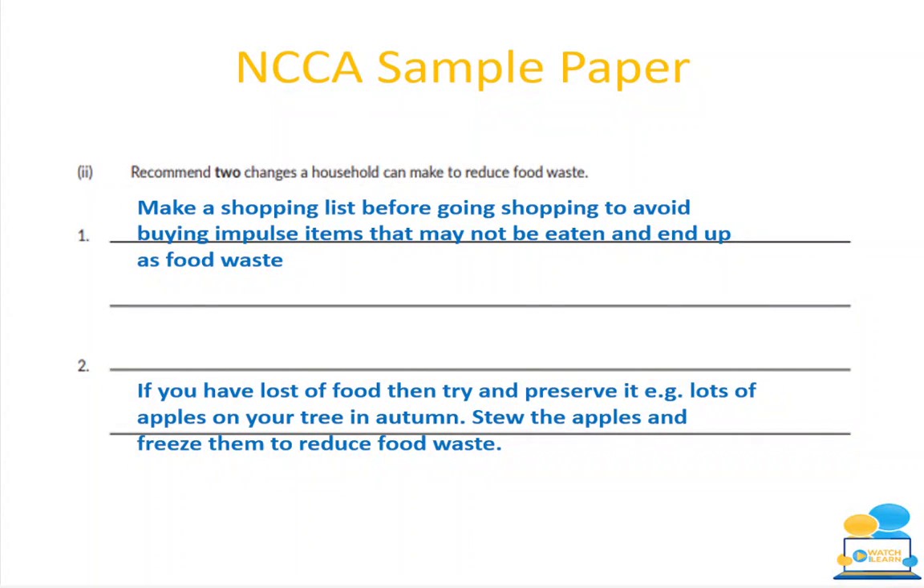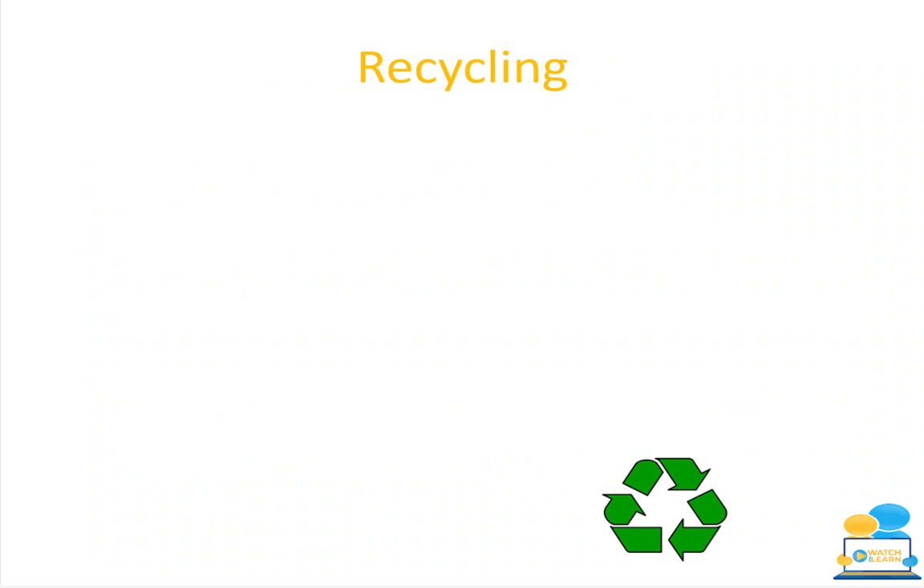Here is another NCCA sample paper. So it says to recommend 2 changes a household can make to reduce food waste. So number 1 would be to make a shopping list, okay, to avoid impulse buying, so that you are not buying stuff that will not be eaten and could end up as food waste. If you have lots of food, okay, try and preserve it. So for example, if you have loads of apples growing on your tree in the autumn, stew them and freeze them and use them throughout the year.